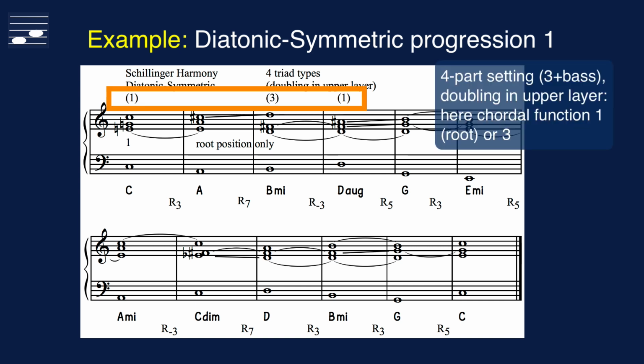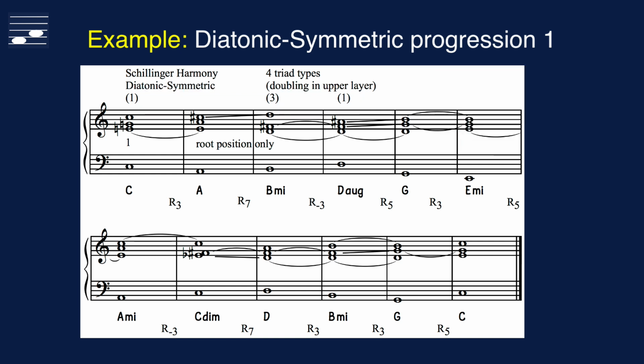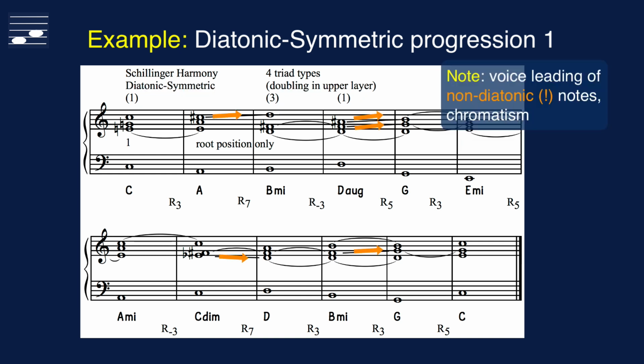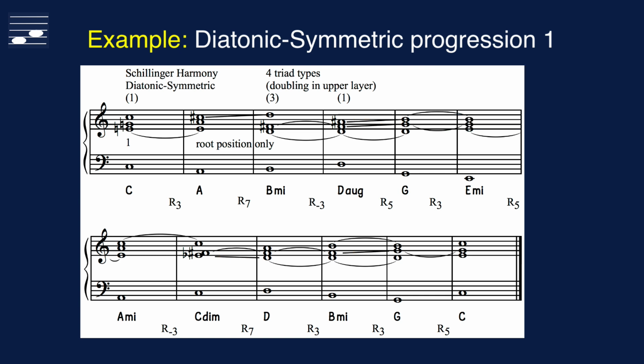Since we have a 4-part setting, there must be 1 chordal function doubling in the upper layer. Here we double either the root or the third. Since chord type is selected independent of the root degree, in the Diatonic-Symmetric system we obtain non-diatonic pitches that are best resolved by chromatic stepwise voice leading, as shown here. Let's listen to this chord progression. Note the traditional tonal sound.